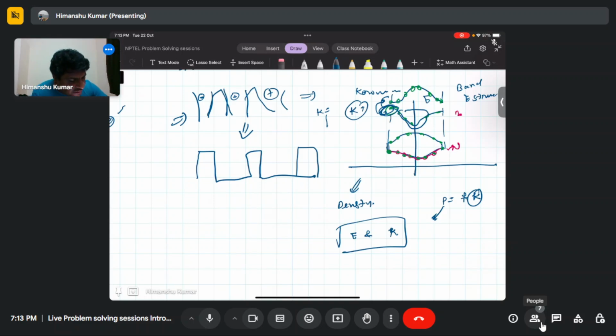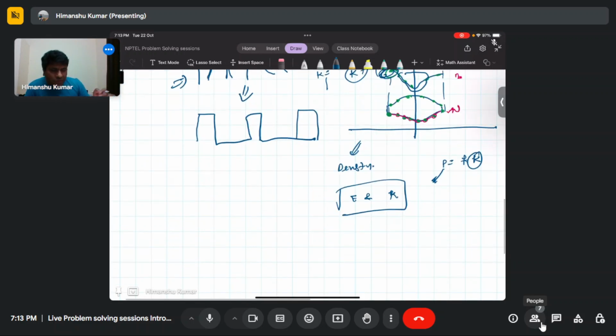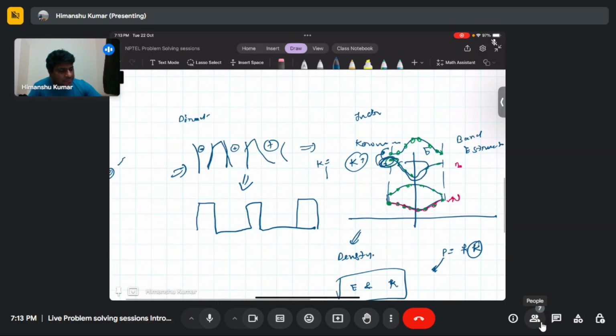So only the top level of the highest occupied band will be partially filled, and the bottom level of the highest unoccupied band will be partially filled actually. Most of the states will be unfilled and fewer will be filled. So this band is known as the conduction band, and this is known as the valence band.